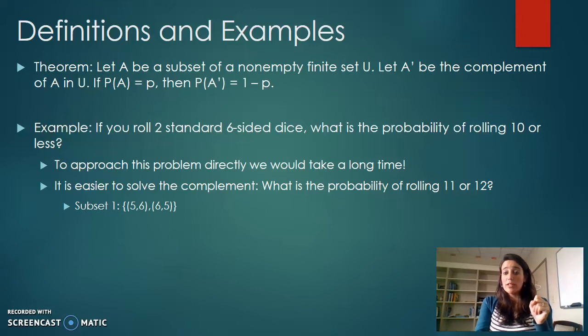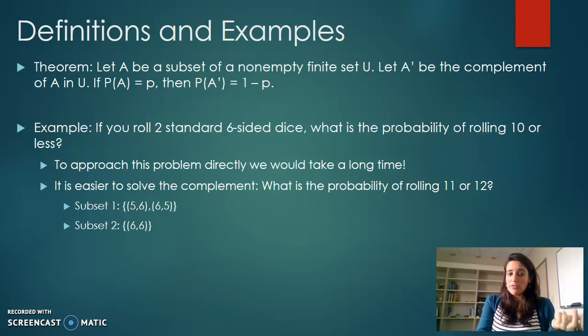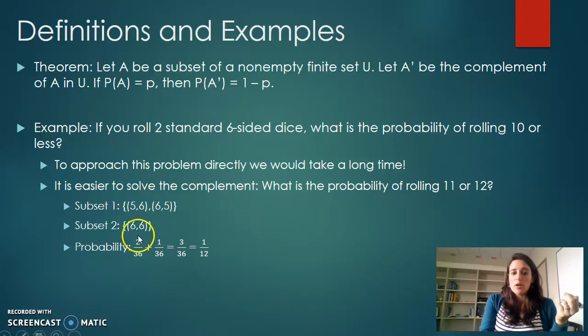So the probability of rolling 11 would be our first subset. The only options there are 5, 6, and 6, 5. And subset 2 would be the probability of rolling 12. There's only one case there, if we roll double sixes. So the total probability, subset 1 would be 2 choices out of 36, plus subset 2 is 1 choice out of 36. That gives us a total probability of 3 out of 36, or if you reduce, 1 out of 12.